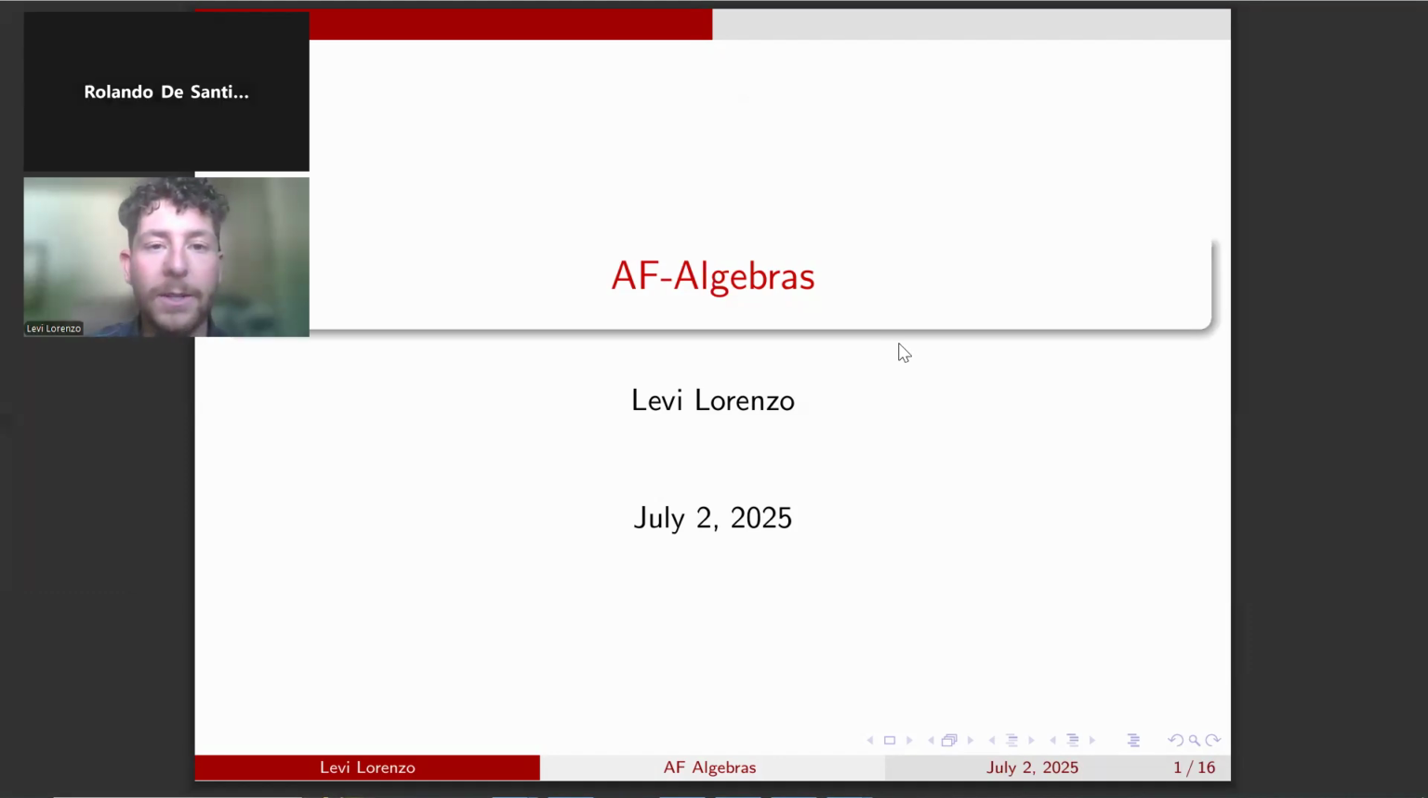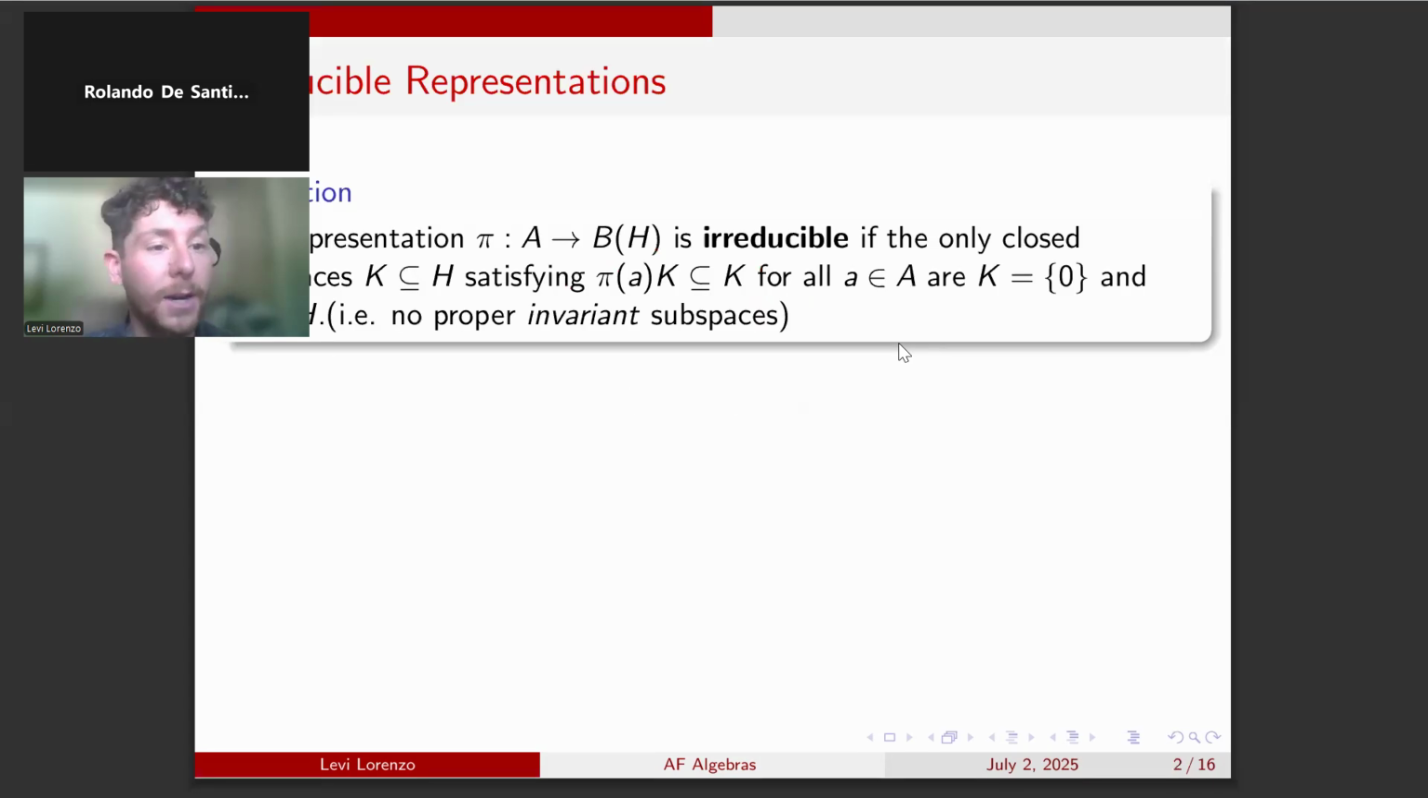So we're going to start off talking about irreducible representations. And the reason why we're going to go into this is because, to not bury the lead, AF stands for approximately finite dimensional. And so we're going to start off with what finite dimensional C-star algebras look like, how we characterize those, and then get into this next step up, the approximately finite dimensional ones.